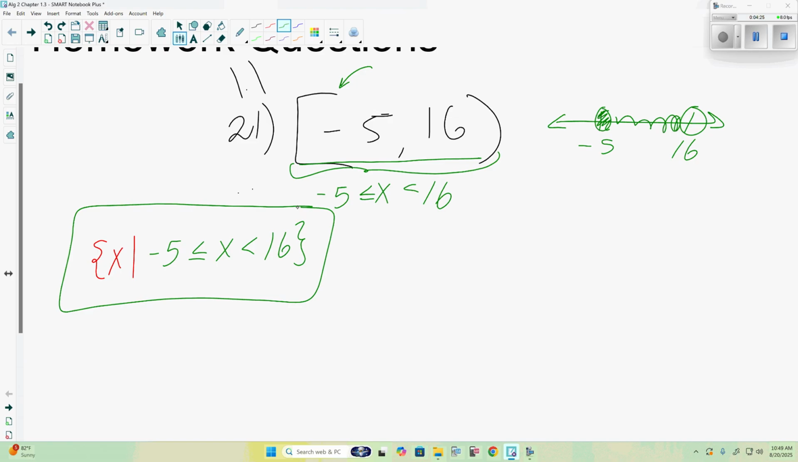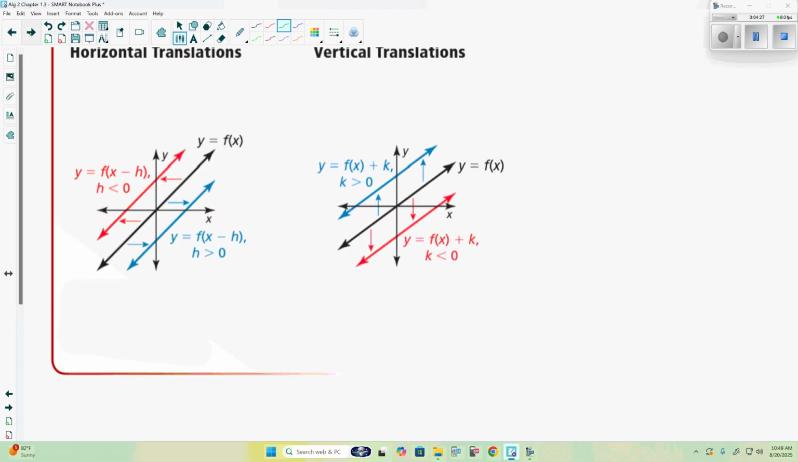Okay. What we're talking about today is transformations. We're continuing talking about transformations: moving a function up, down, left, right, stretch, shrink, reflections.